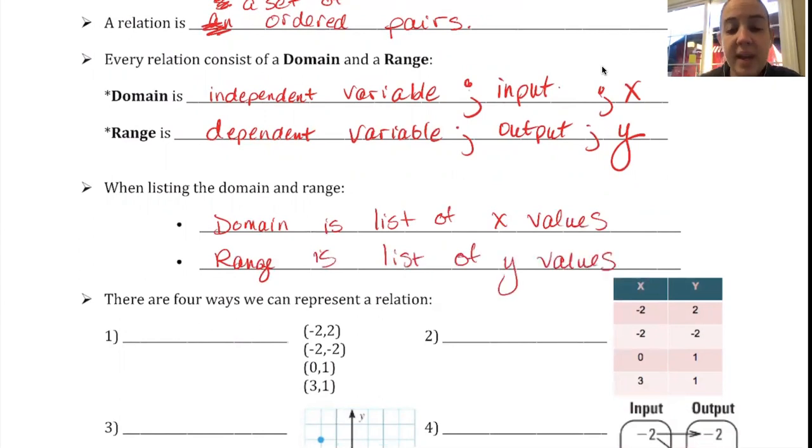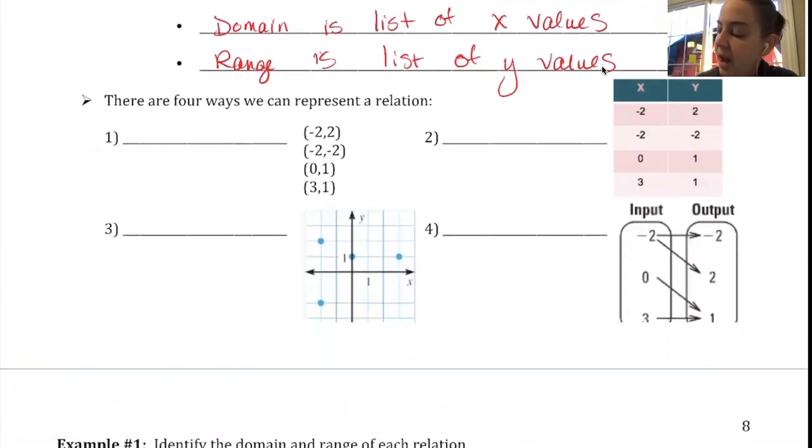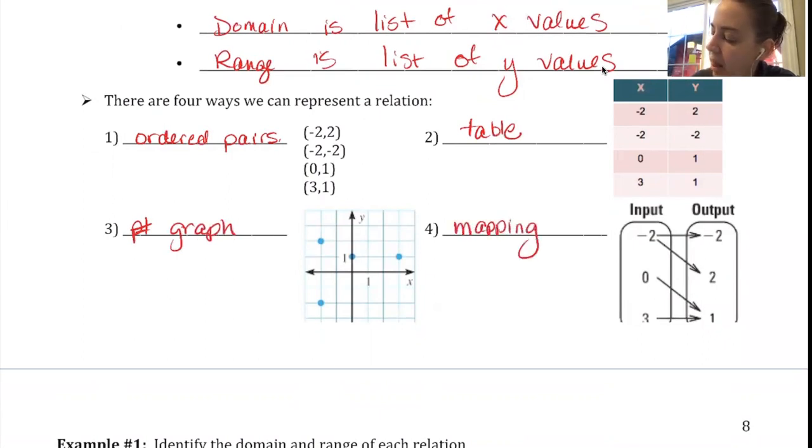There are 4 different ways that we can represent a relation. The first one is ordered pairs. The second one is a table. The third one is plotting points or a graph. And then number 4, this is called a mapping diagram. I hope you saw that before. I feel like you did, but this is the x on the input and this is the y on the output. And so it shows you how they match up.